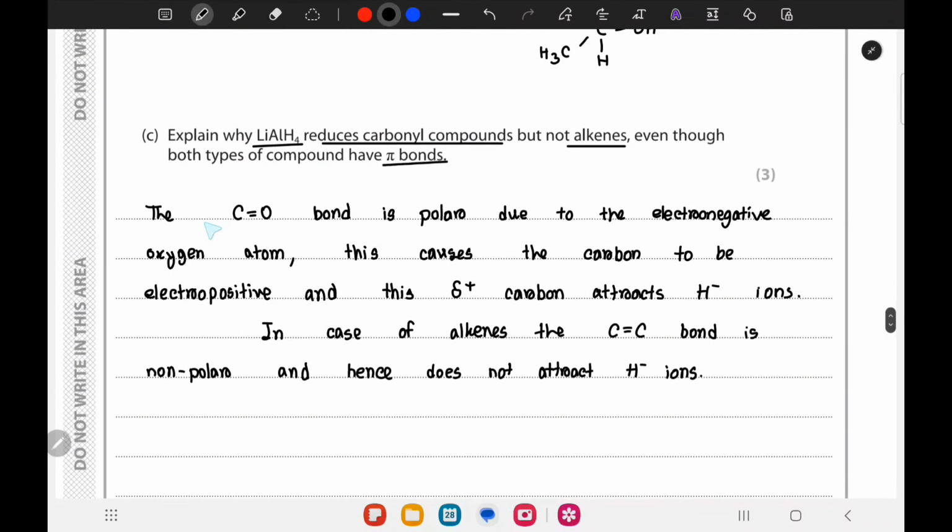So in this answer, we talk about how the C double bond O bond is polar due to the electronegative oxygen atom. The electronegative oxygen atom causes the carbon to be electropositive, and this electropositive carbon attracts the H minus ions or nucleophile. Whereas in the case of alkenes, the C double bond C, this bond over here is non-polar and cannot attract the H minus ions. Rather, it would repel the ions since there is a high electron density due to the double bond.